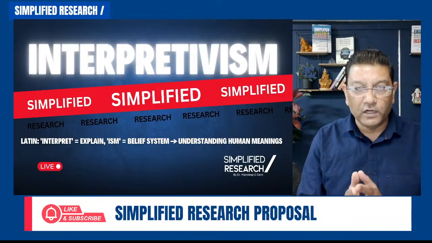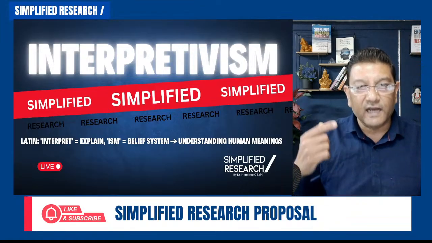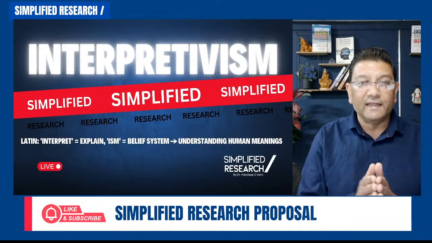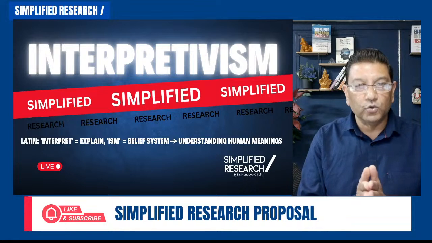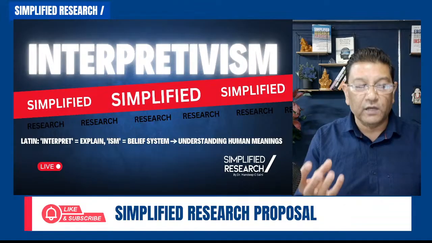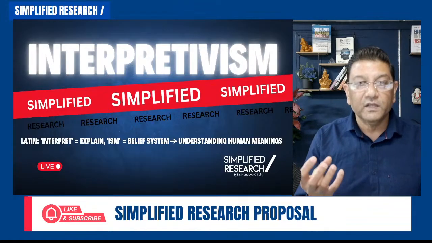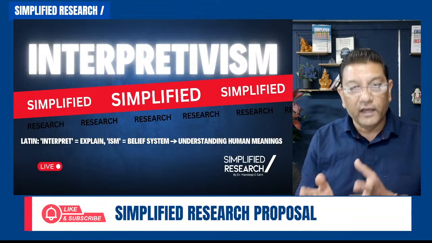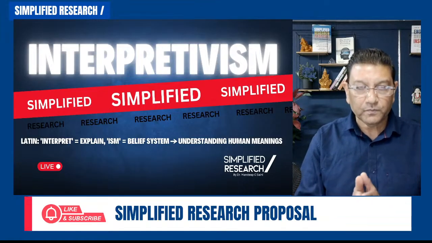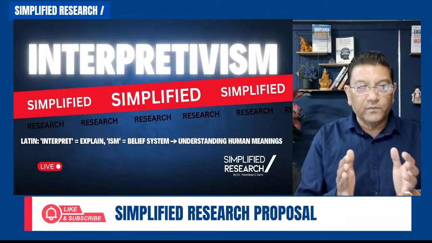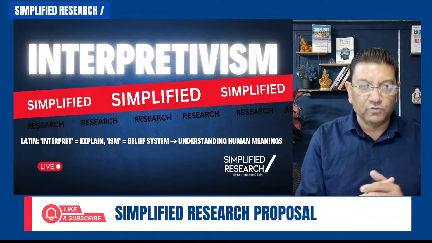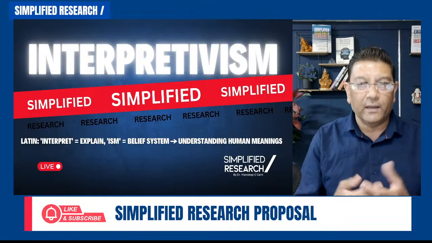And the type of knowledge you are capturing is tacit knowledge, their understanding, their perception of something, and that is related to qualitative data. And qualitative data, if you are thinking about primary data, can be captured through interviews, individual interviews, or focus group interviews. So that is interpretivism.